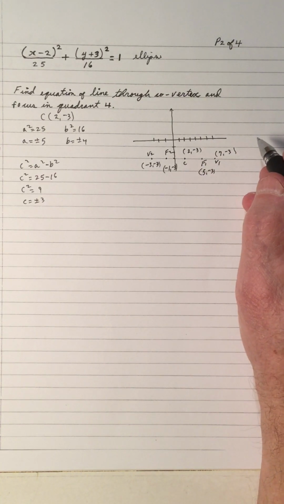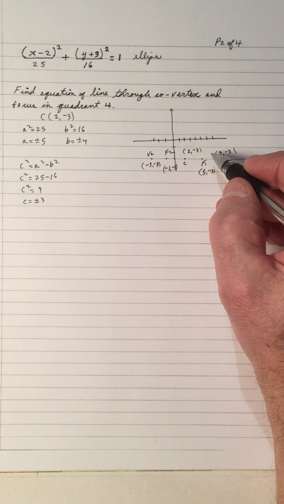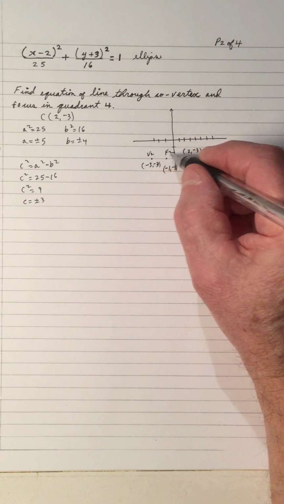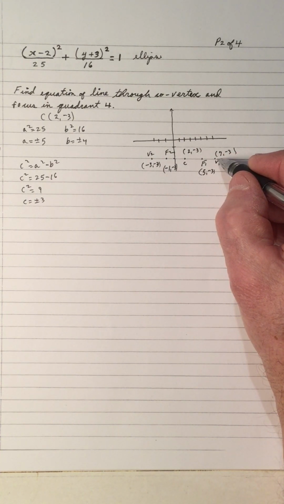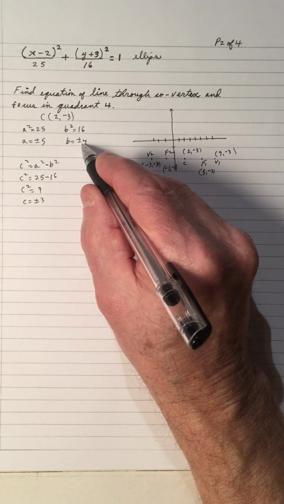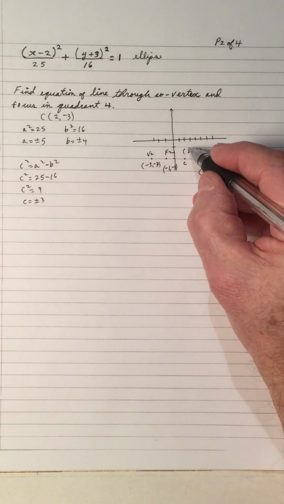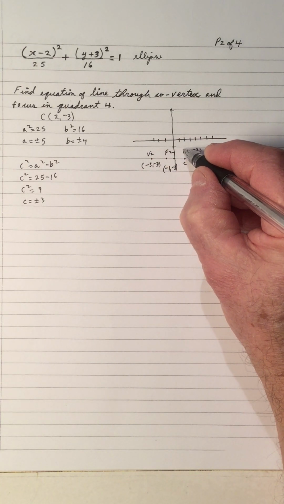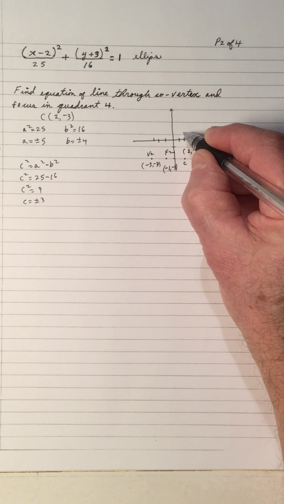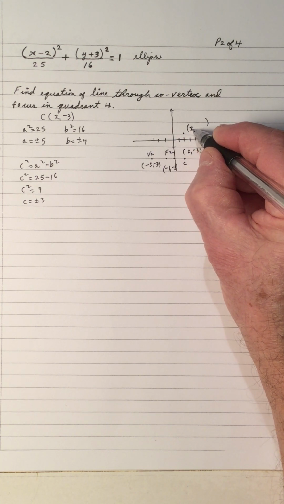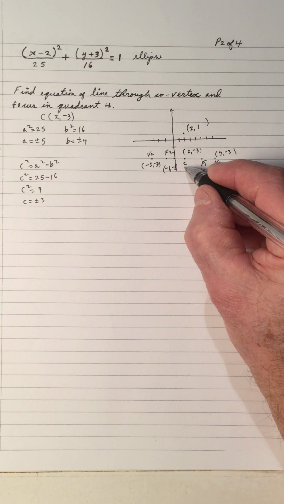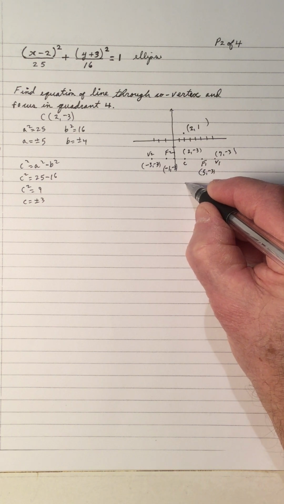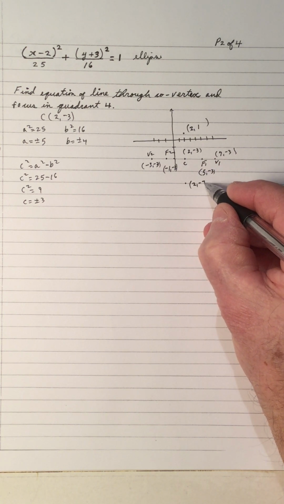These are the foci right here, and these are the vertices. The vertices are on the horizontal, so that means the co-vertices are on the vertical. So we have the plus or minus 4. We start here and go up 4: 1, 2, 3, 4 right here. So that's 2, 1. And we go down 4: 1, 2, 3, 4 right here. So that's 2, negative 7.